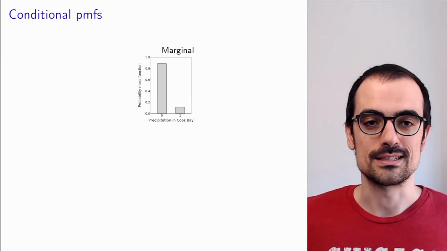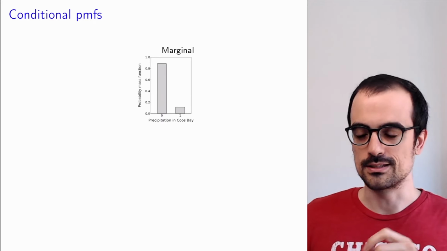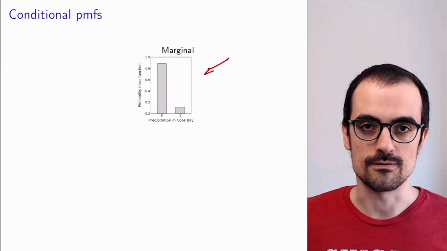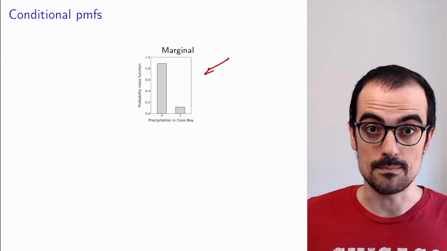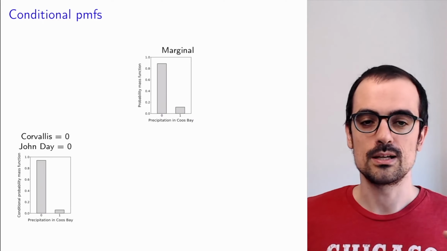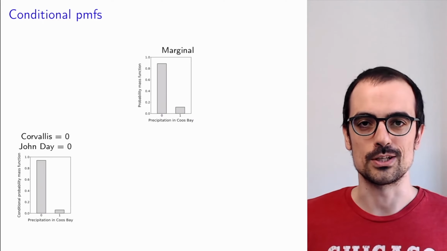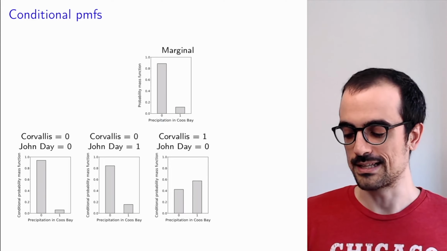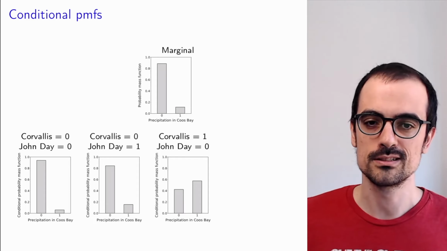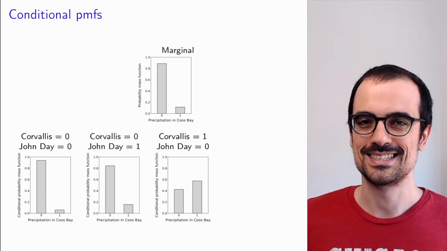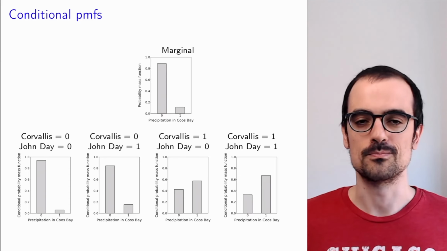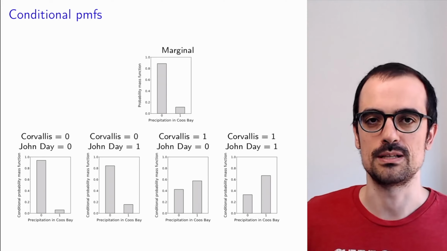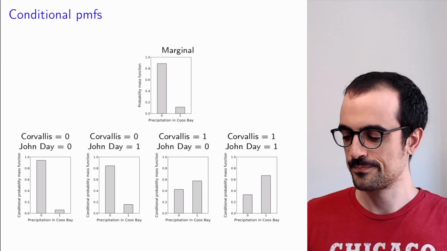All right, now we're going to look at that conditional PMF for different possibilities. This is the marginal. This is if you sum over Corvallis and John Day. Now we're not summing, we're fixing values. Here we see what happens when it doesn't rain in either of the two other places. If it rains in John Day, if it rains in Corvallis, you see that if it rains in Corvallis, it makes a huge difference. We'll talk a little bit more about this in a moment. And if it rains in both of the other places. Okay, so the conditional PMFs tell you the relationship between precipitation in these three places.